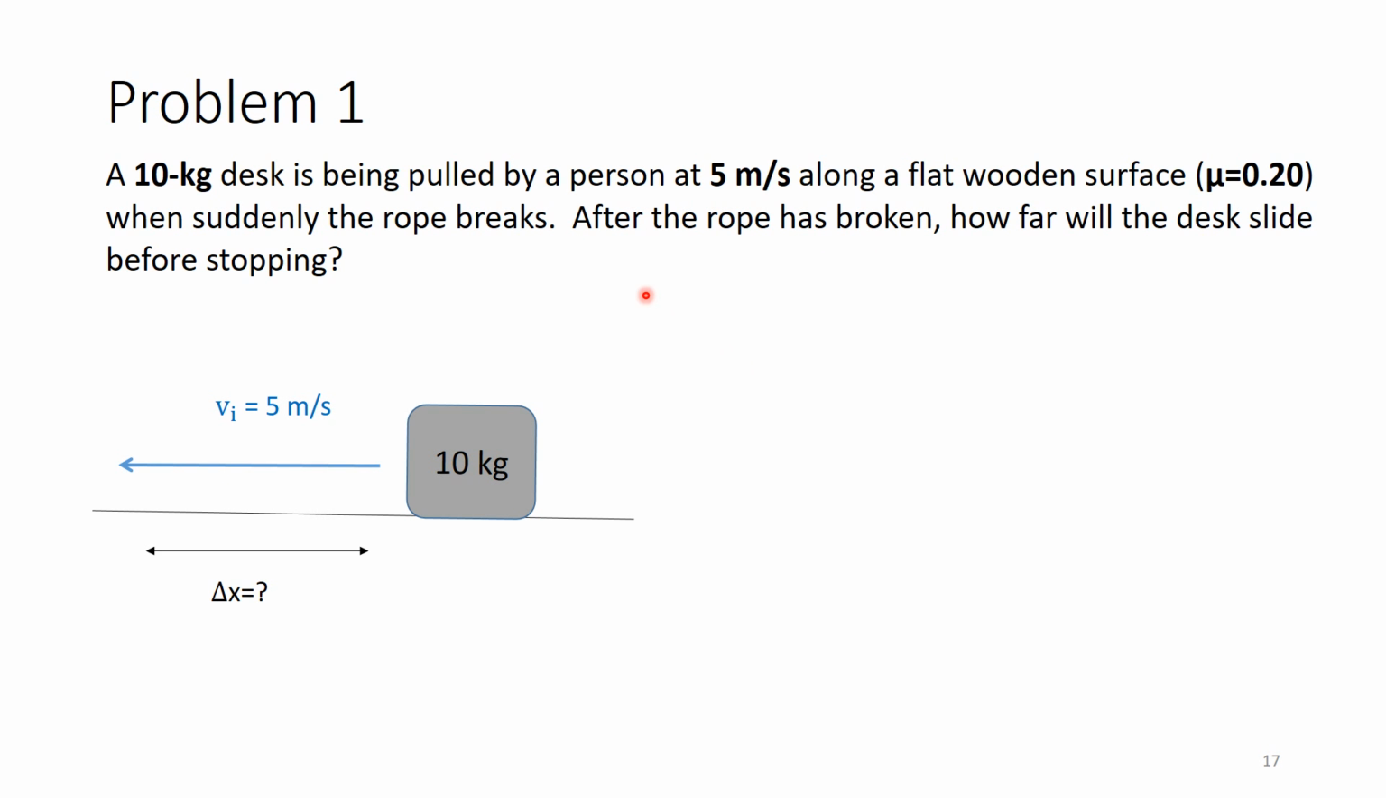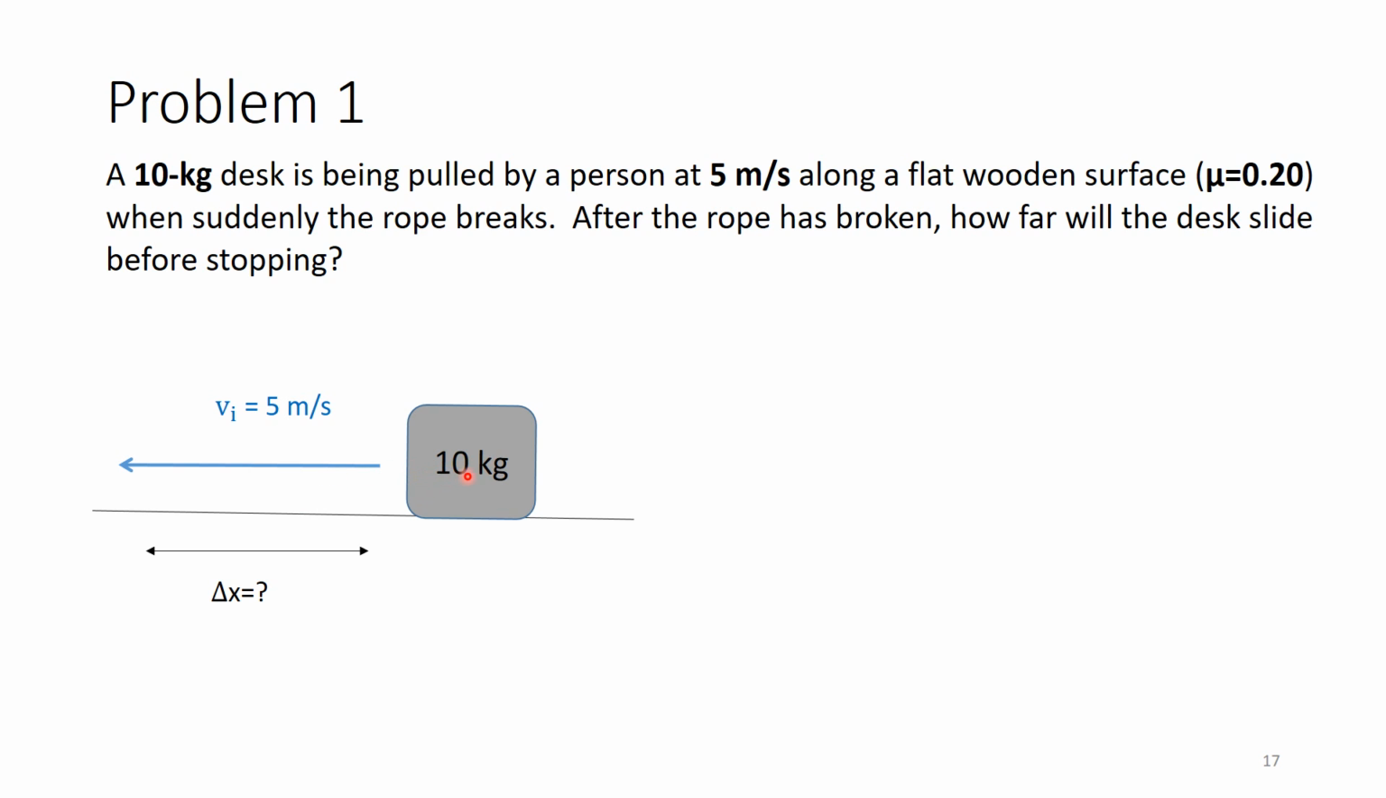So let's look at this problem. We have a 10 kilogram desk, and it's being pulled at 5 meters per second along a flat surface, and the coefficient of friction is given, 0.2. And then the rope breaks. So at the point the rope breaks, the desk has a speed of 5 meters per second, and then there's friction acting on it, slowing it down. So we are trying to calculate how far the desk will slide before it comes to rest.